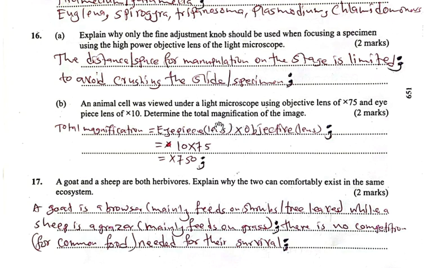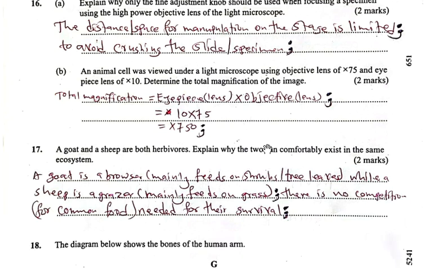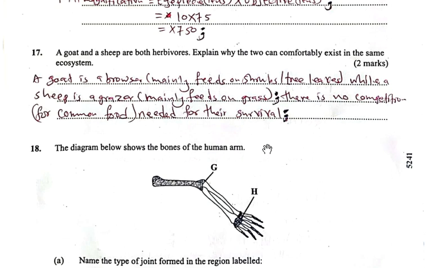And the total magnification of the image under a microscope is the eyepiece lens magnification times the objective lens magnification, which you get as 10 times 75, that is a magnification of times 750. And this sign, the X, must come before the number for you to get the correct tick.